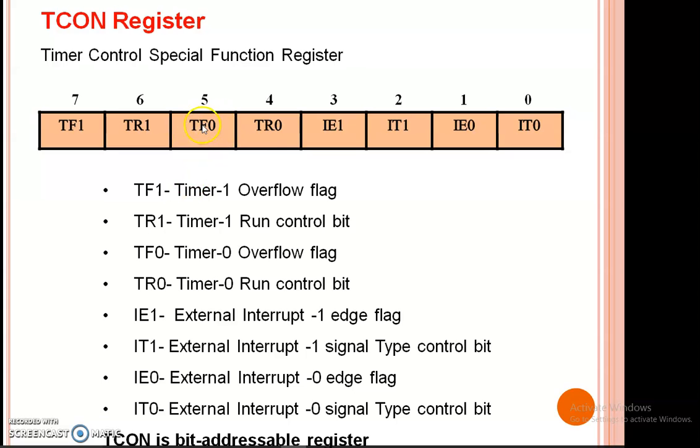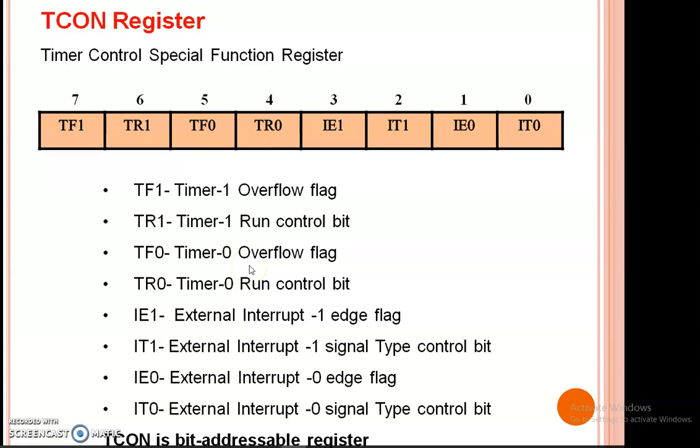Then TF0 and TR0. These two bits are related to timer 0. They work similar to TF1 and TR1, showing the timer 0 overflow flag and running timer 0. Next coming to IE1. The IE1 bit is used to know whether an external interrupt was received by the microcontroller or not. If IE1 is equal to 1, it means the microcontroller received an external interrupt from the INT1 pin.